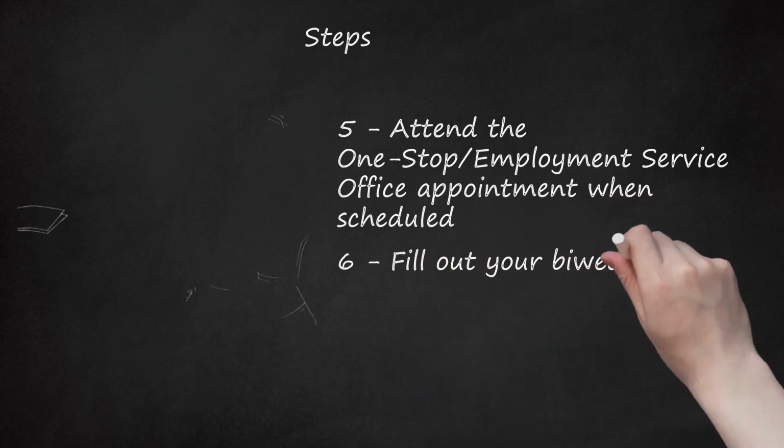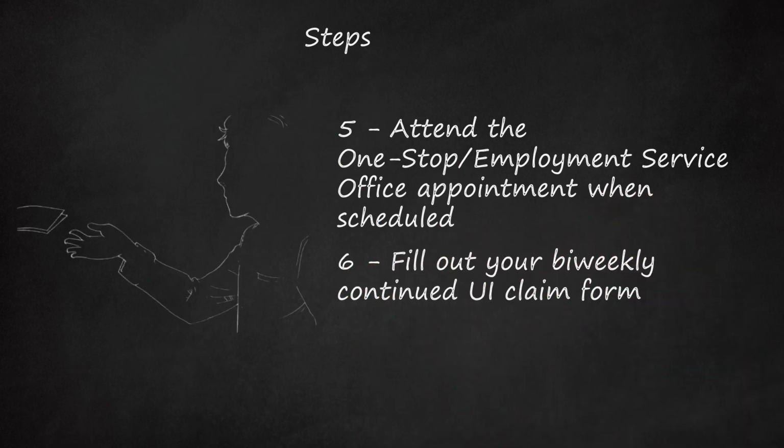Step 6. Fill out your biweekly continued UI claim form. After your UI application has been accepted and processed, you will begin to receive biweekly benefits checks. Fill in your UI claim form to the extent indicated, and mail them on the date specified. Any variance from the mail-in date can affect claim processing.